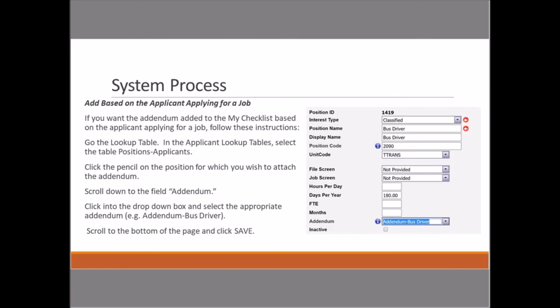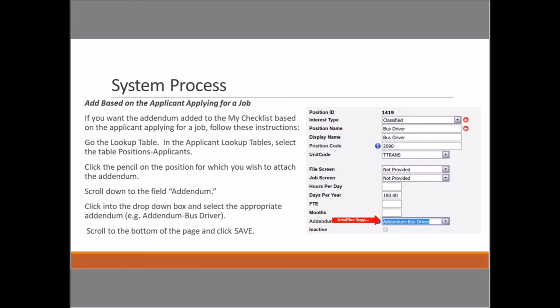If I want it to be tied by job, I make the activity first, and then I go into my positions table. So remember, it's under the lookup tables, applicant lookup tables, positions applicants, find the position, click on the pencil, and scroll down to near the bottom two-thirds of the screen, and you'll find the field called addendum, and then you can pick from that drop-down box the addendum you created, and then save it. And so now when someone applies for this bus driver job, the bus driver addendum will automatically show up on their checklist when they click the apply button.